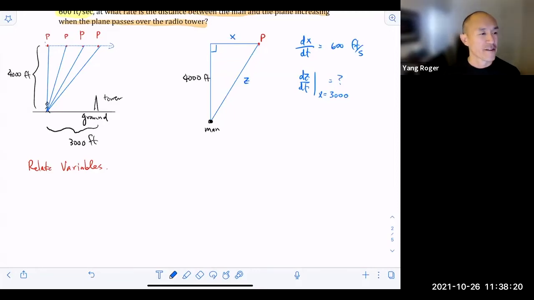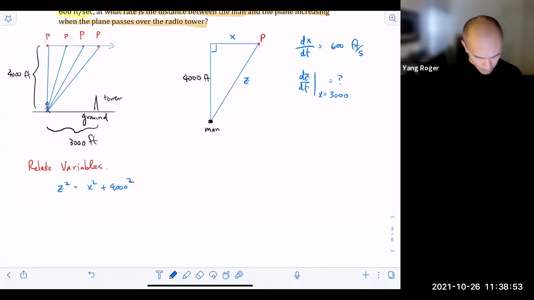So how does the Pythagorean theorem work? The longest side, which in this case would be z squared, is equal to the sum of the squares of the smaller sides. So it would be x squared plus 4,000 squared. Does that make sense to everybody? Any questions? No? Okay.